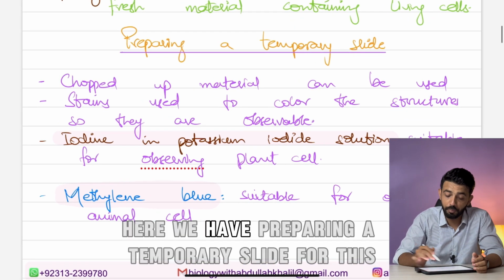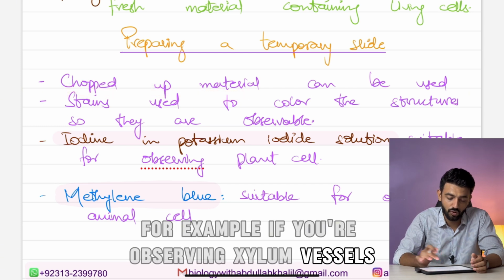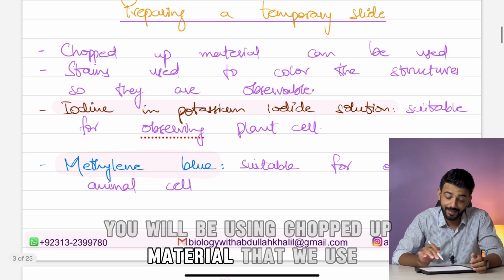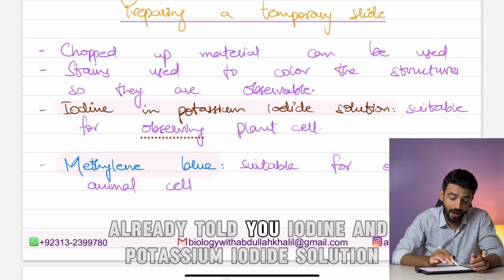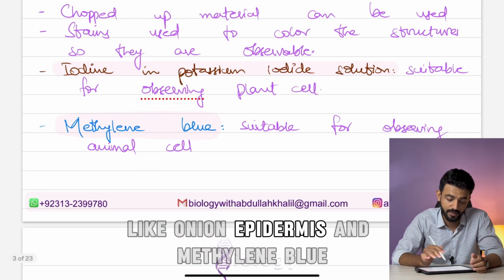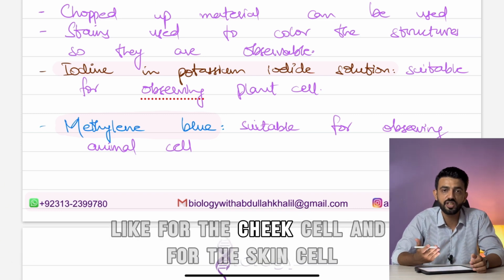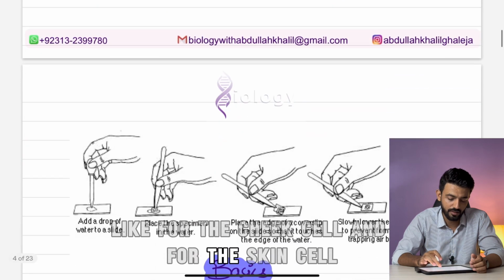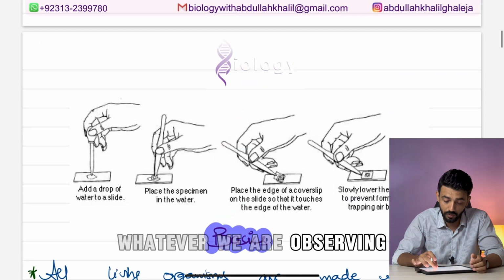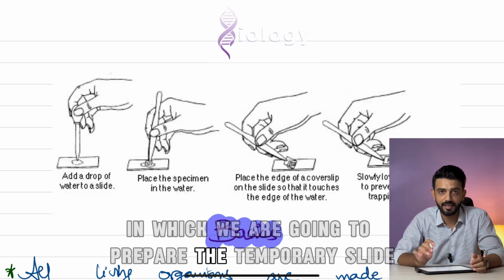Here we have preparing a temporary slide. For this, you can also use chopped up material. For example, if you're observing xylem vessels, you will be using chopped up material. The stains that we use, already told you, iodine and potassium iodide solution for plant cells like onion epidermis, and methylene blue for observing animal cell like the cheek cell and the skin cell, whatever we are observing. This is the basic method in which we are going to prepare the temporary slide.